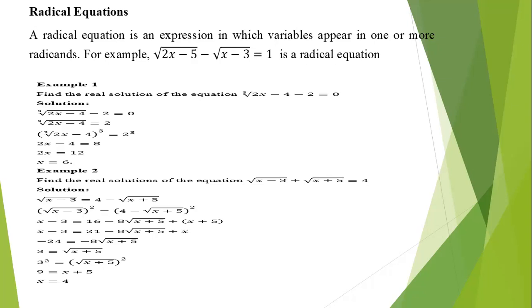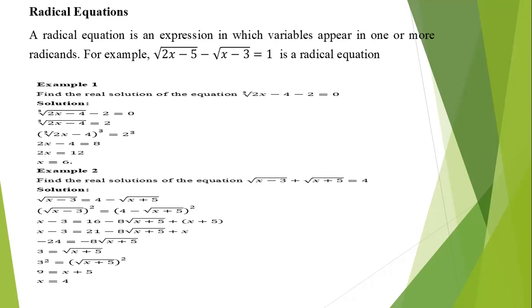I have x minus 3 equals, if I expand the right hand side, 4 times 4 will give me 16. 4 times square root of x plus 5 will give me 4 root x plus 5. And also the second one, if I combine the two, I have 8 root x plus 5, plus x plus root x plus 5 times root x plus 5 is going to give me what? x plus 5. Just make sure you understand the expansion of the radical.